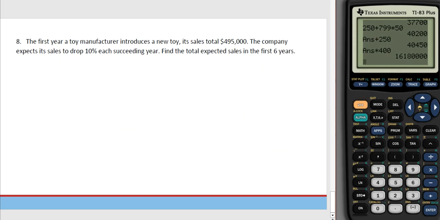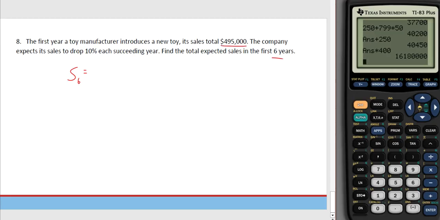Lastly, we have this toy. In the first year, a toy manufacturer introduces a new toy, super popular, and then they say it's going to drop off 10% each succeeding year. Find the total expected sales in the first 6 years. So to do that, I am going to use the summing formula for geometric series. So my n value is going to be 6.